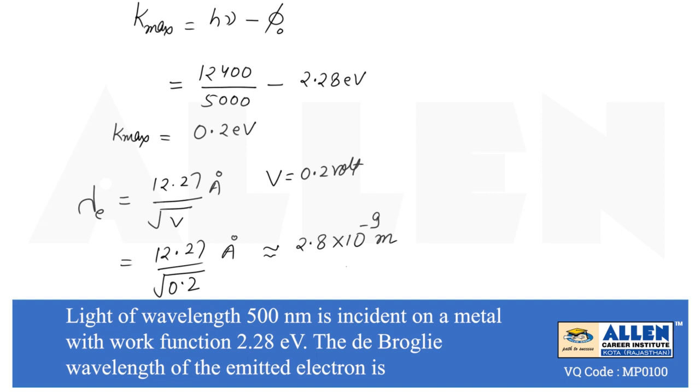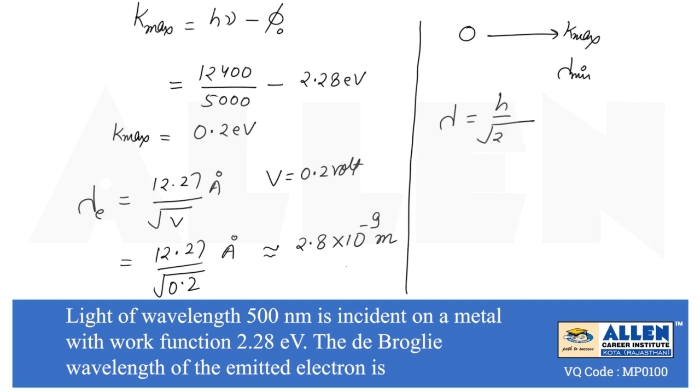I have found the de Broglie wavelength of the fastest electron. I know that emitted electrons have kinetic energy between 0 and a maximum value, and I have found the de Broglie wavelength of the fastest electron, which will be the minimum wavelength among the electrons, because lambda equals h upon under root 2mE, meaning lambda is inversely proportional to the under root of kinetic energy. If kinetic energy is maximum, then wavelength will be minimum. So I can say that 2.8 into 10 raised to power minus 9 meter is the wavelength of the fastest electron.